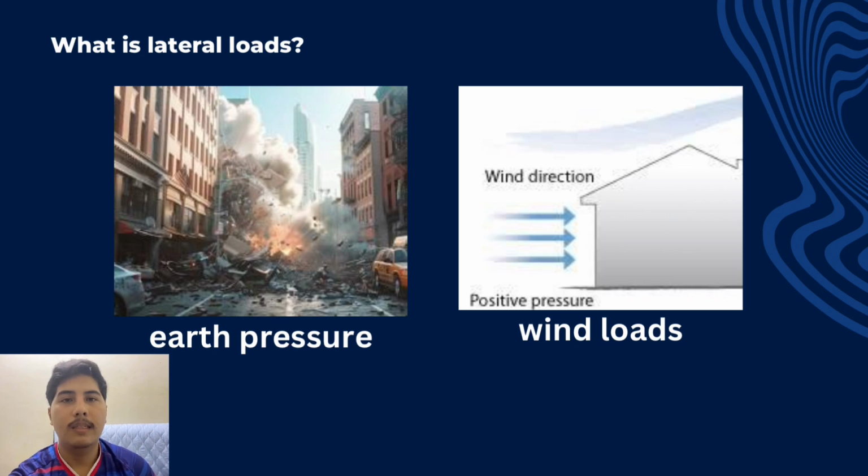The second is earthquake. Ground shaking during earthquakes causes horizontal force on the structure. The intensity depends on the earthquake magnitude, soil condition, and the building characteristics. The third is earth pressure. Soil pushes horizontally against retaining walls, basement walls, and buried structures. The pressure depends on the soil type, moisture, and depth.